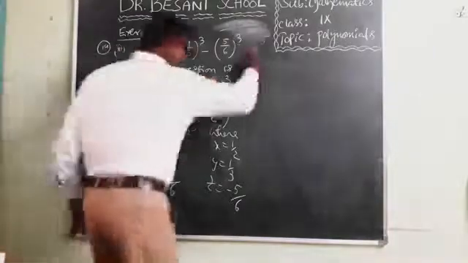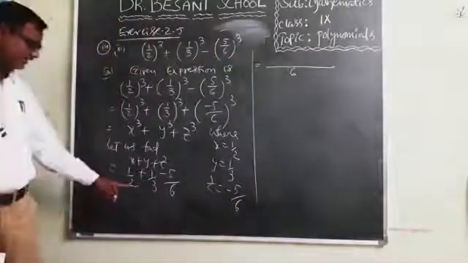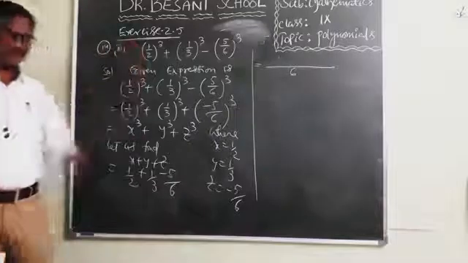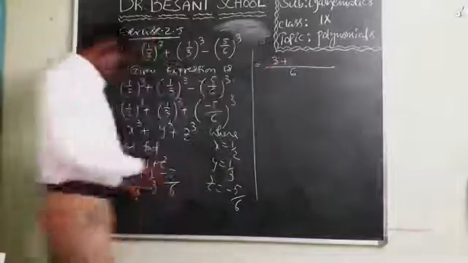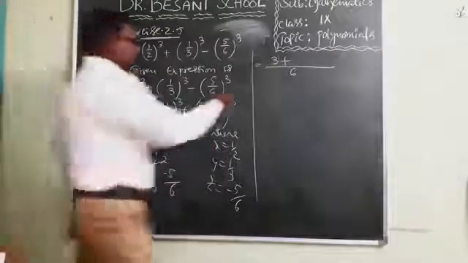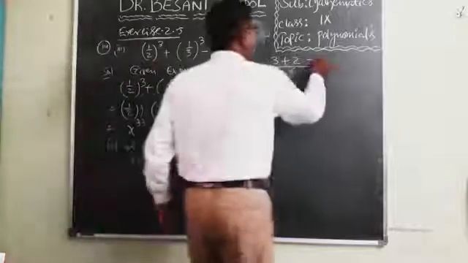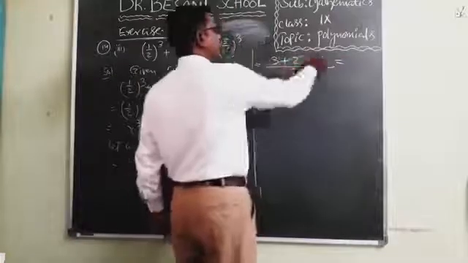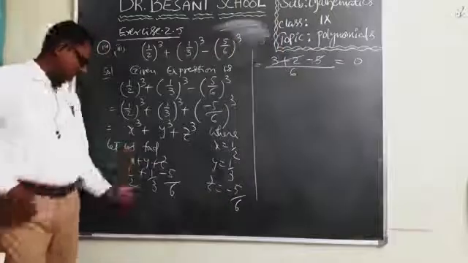Now let me simplify here. LCM of the denominators 2, 3, 6 is 6 only. 2 3s are 6, 3 1s are 3, plus 3 2s are 6, 2 1s are 2, minus 6 1s are 6, 1 5s are 5. Now observe that equals (3 + 2 − 5)/6, which is 0/6, 0 only. So what we noticed, x plus y plus z is equal to 0.